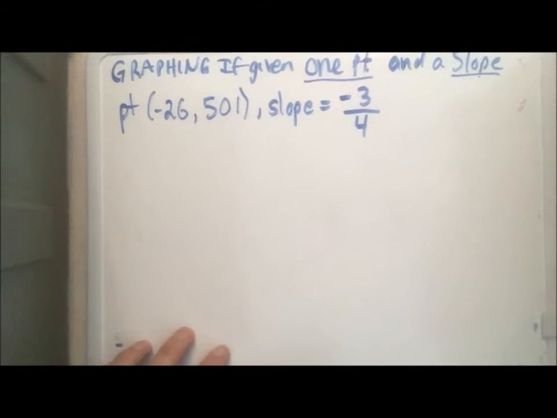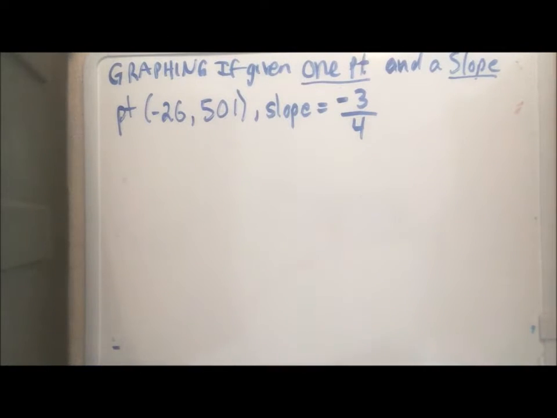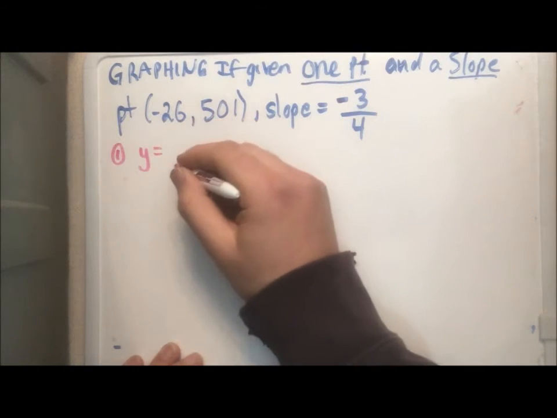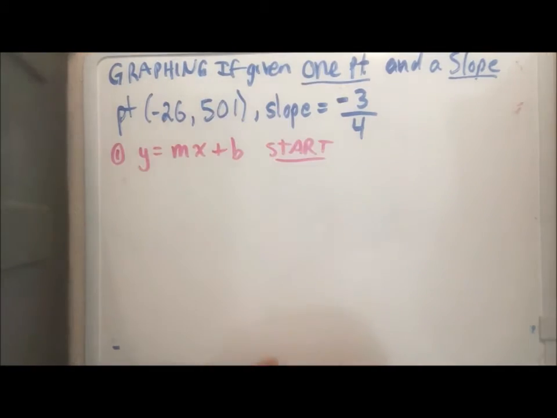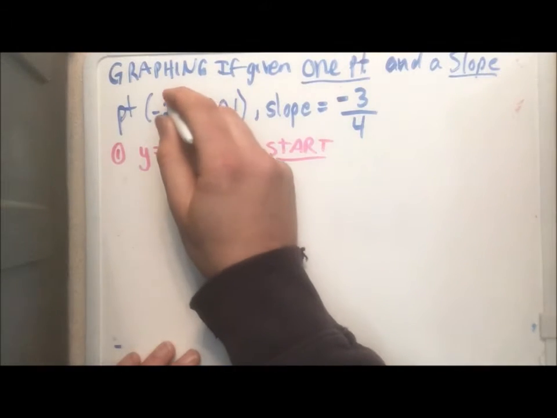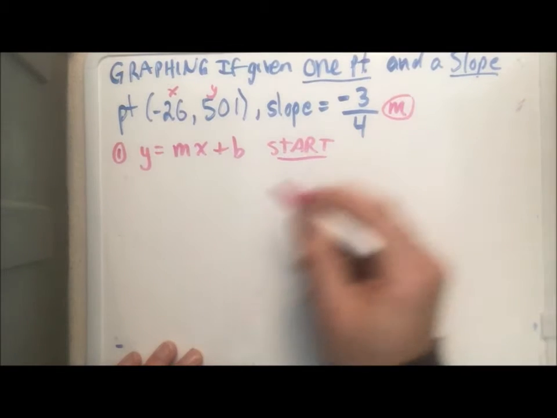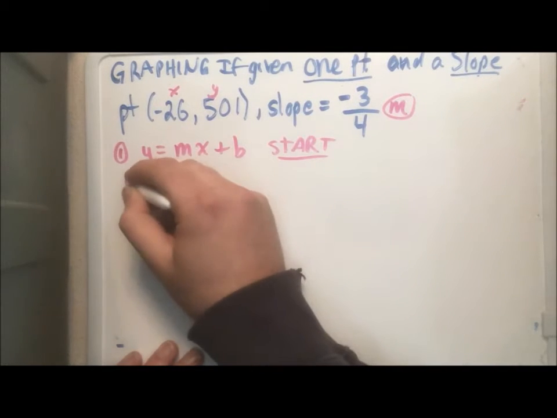All right, so this one's going to be pretty crazy in terms of numbers that we're using. But what you'll notice is that the machine is going to be identical. The first thing we do is we have to figure out what is our equation. And then we put in our values. So that's for sure x, that's for sure y, and this is for sure m. So let's put them in there.